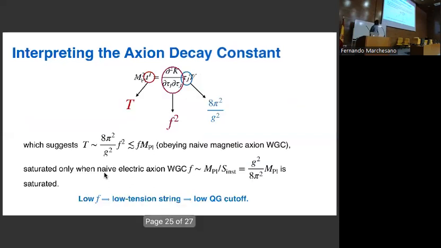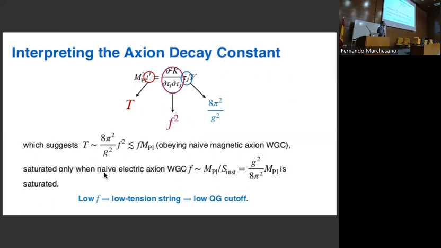But I think there are reasons to think that some of these things might be rather general. So what you would conclude from this is that the string tension is proportional to the decay constant squared. That's kind of what you expect in generic 4D models. But here the proportionality constant is related to the gauge coupling, something like 8 pi squared over g squared.